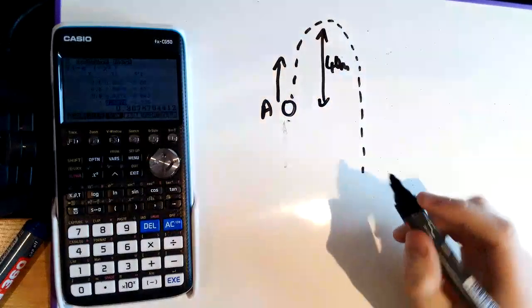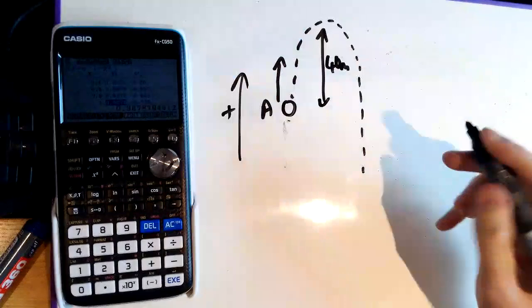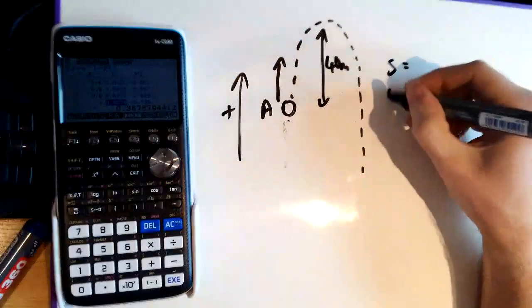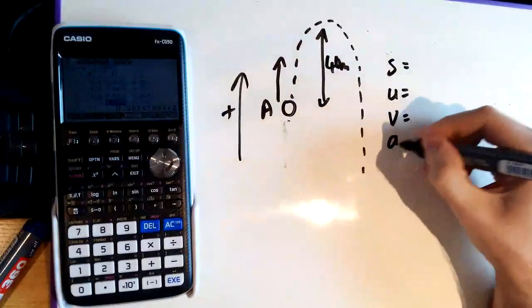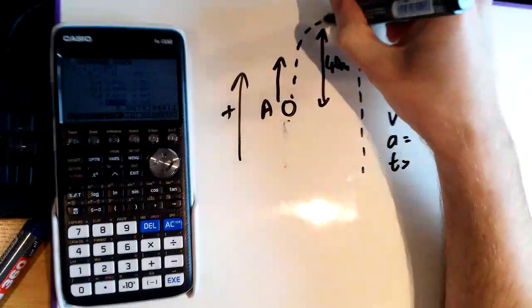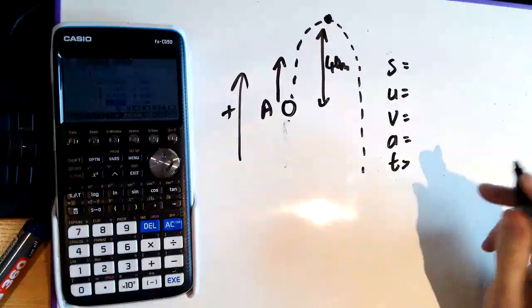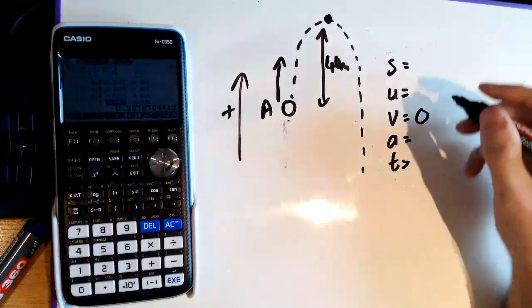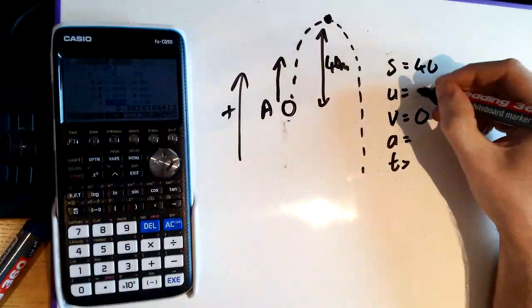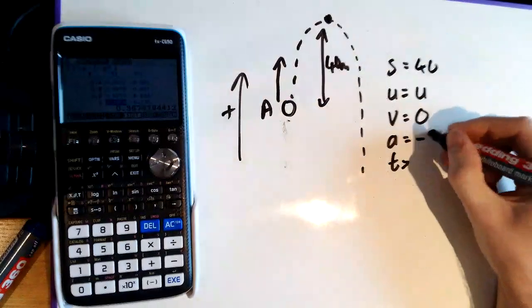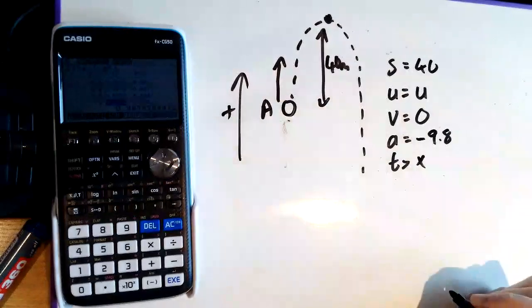So I need to pick a direction. Well, up makes sense to be positive. So if I do that, let's write down what information we've got. Well, if I pick this point here to be my final point, the top point, I know that V is 0. I know that S was 40. I don't know U. I know that A is minus gravity, so minus 9.8. And I don't know the time.